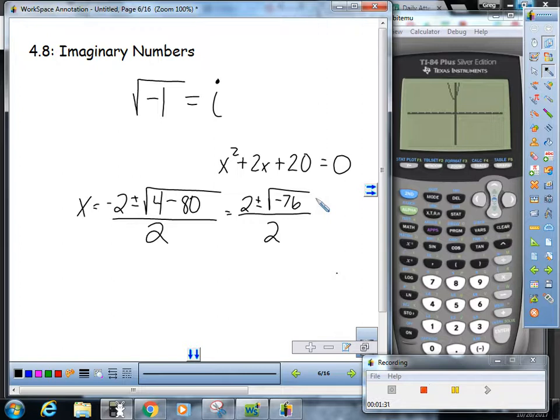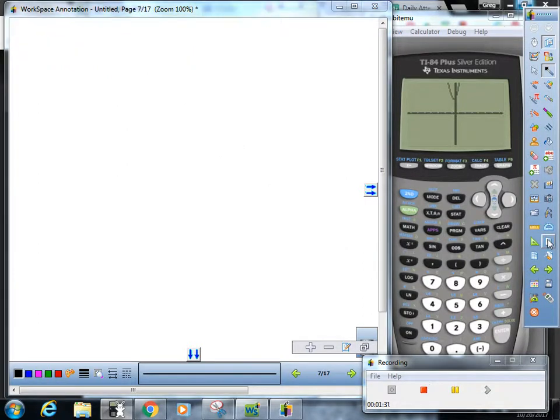That's it. Now there's a little thing that you need to know, and you might need to write these down on all of your little quizzes. i to the first is just equal to i. Okay? Just trust me on that. These are notes. i squared equals -1.